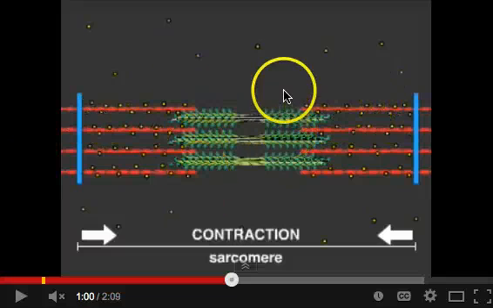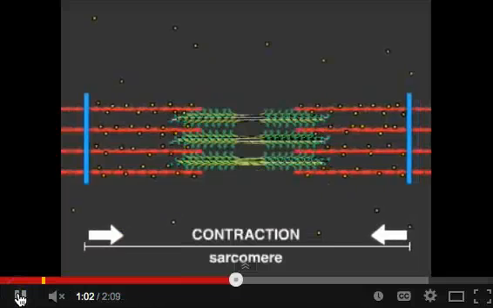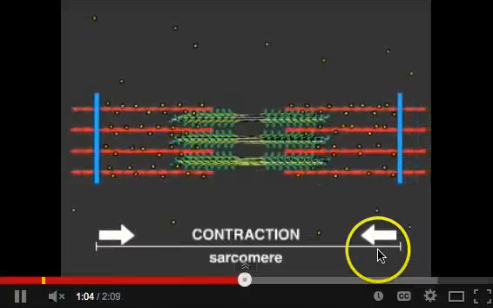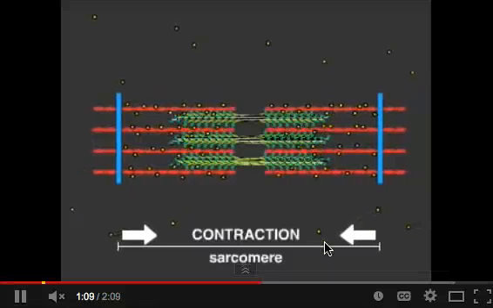From the end of the actin to the end of the actin right here is the H zone. So as we contract, you'll see the H zone gets smaller as the Z lines get closer together, so the sarcomere is shrinking. Well, how does it do that?